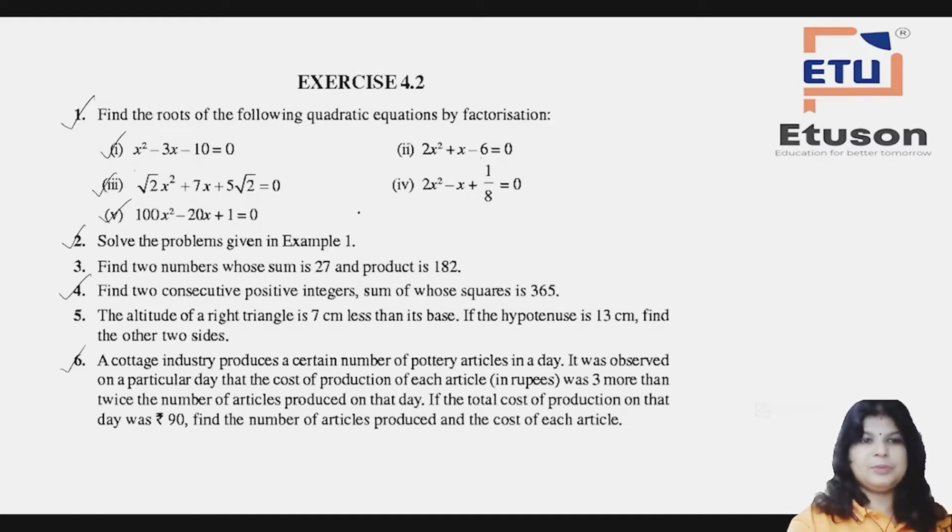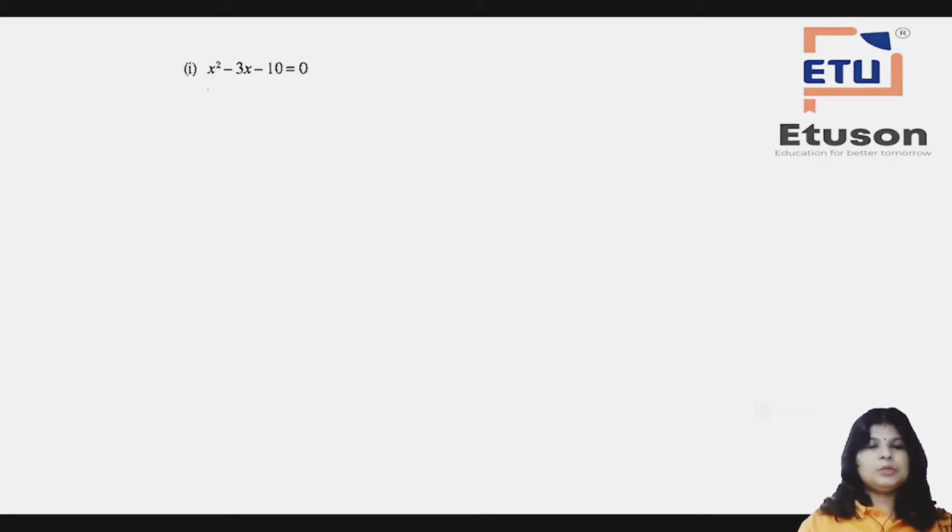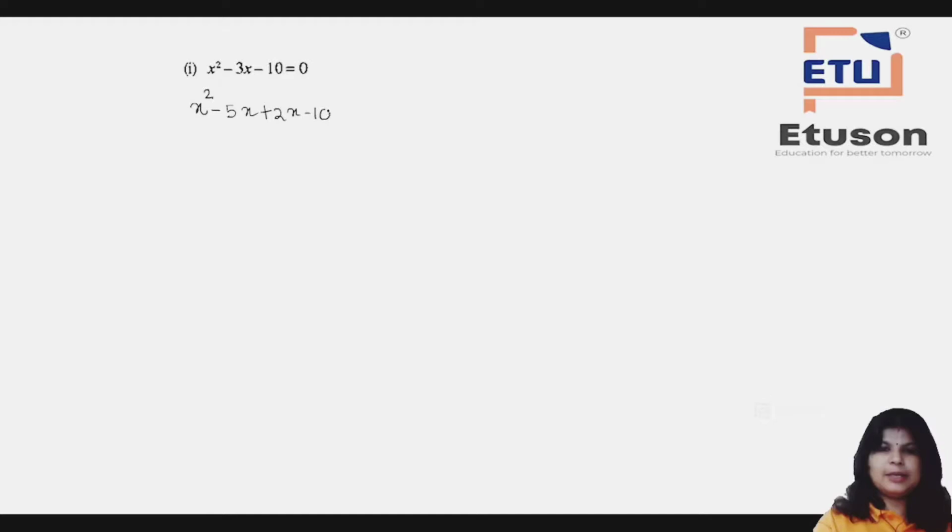So let us start with question number 1, bit 1. You have to find out the solution to this problem by method of factorization, correct? In method of factorization, what we do? We split the middle term, right? So let us split the middle term. It is x square, the product is minus 10. So x square minus 5x plus 2x minus 10 is equal to 0. Correct or not?